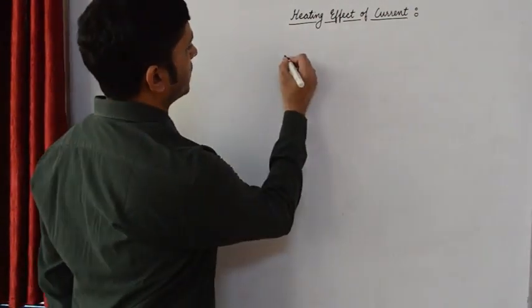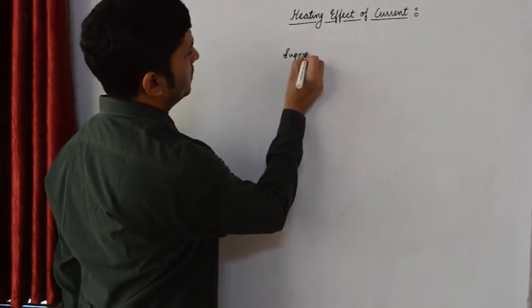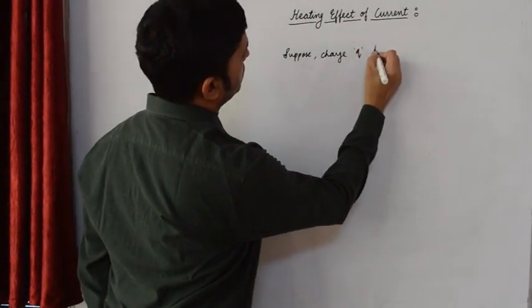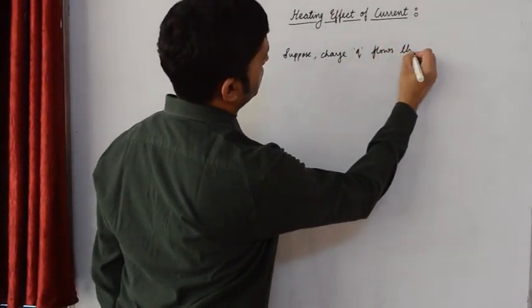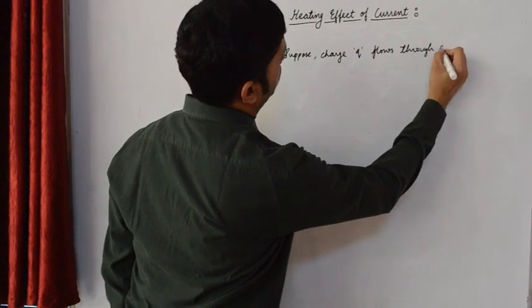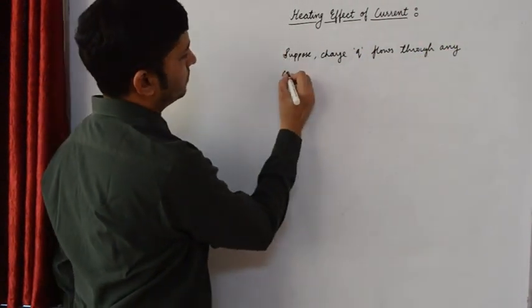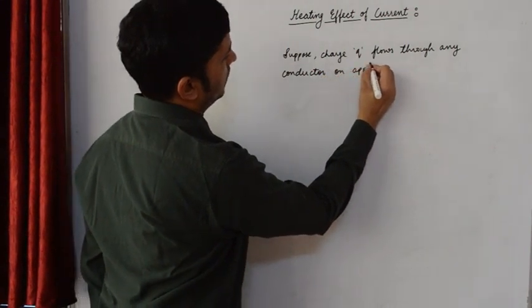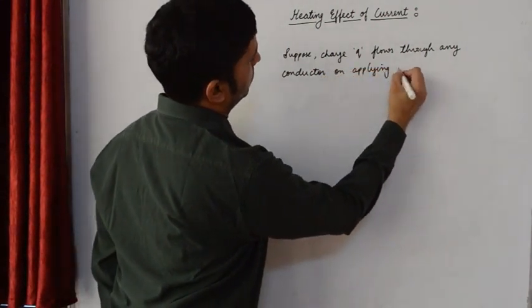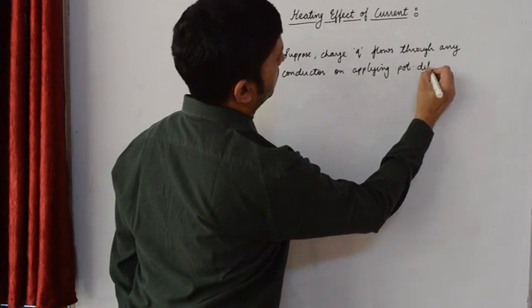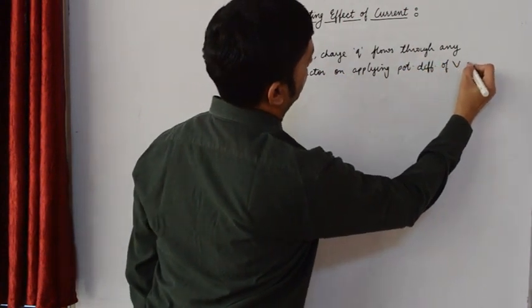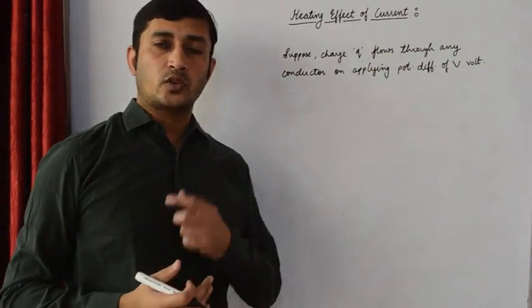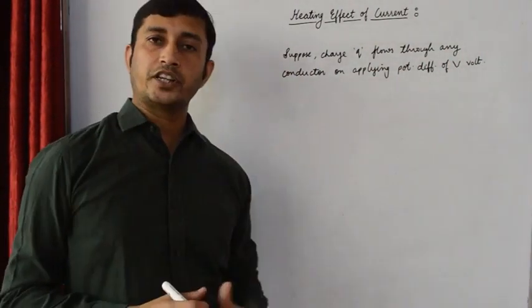Suppose in any circuit, charge Q flows through any conductor on applying potential difference of V volt.